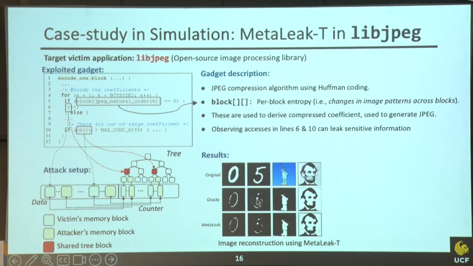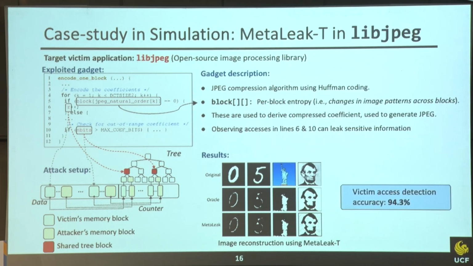And the last row shows a MetaLeak attack, which can show a very high fidelity of recovery of the images based on the metadata accesses. And we see that the weak access detection rate can be as high as 94%.